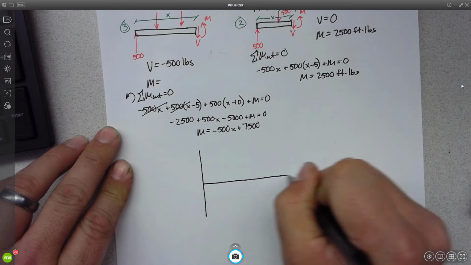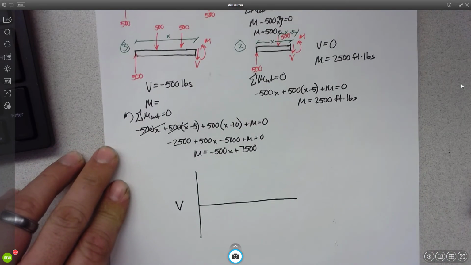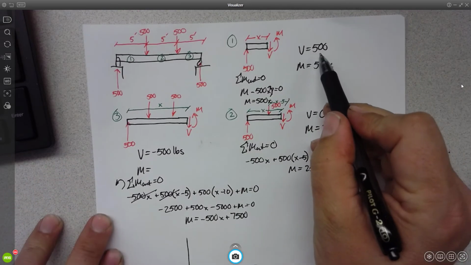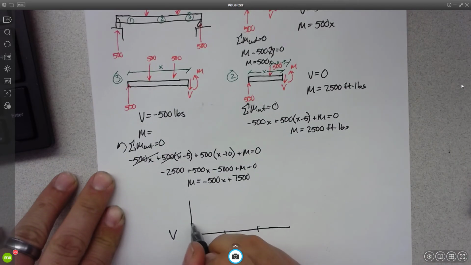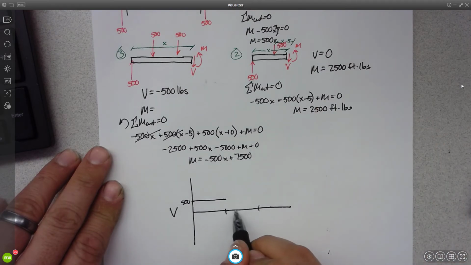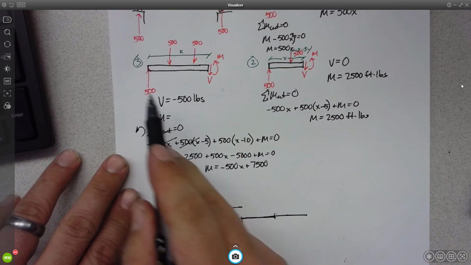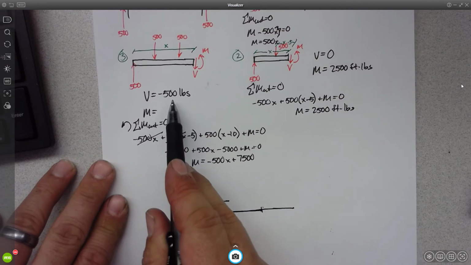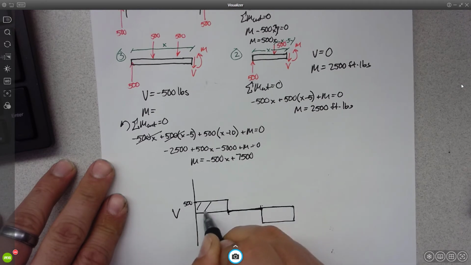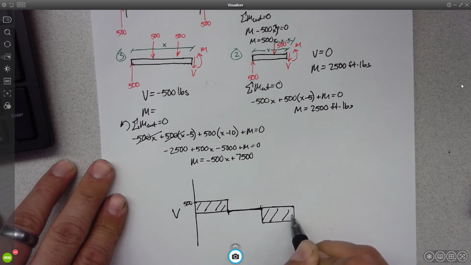So let's plot. Here's my shear. Let's divide it into thirds because we know we have 3 regions. In the first region, V is 500. Okay. In the second region, V is 0. And in the third region, V is negative 500.